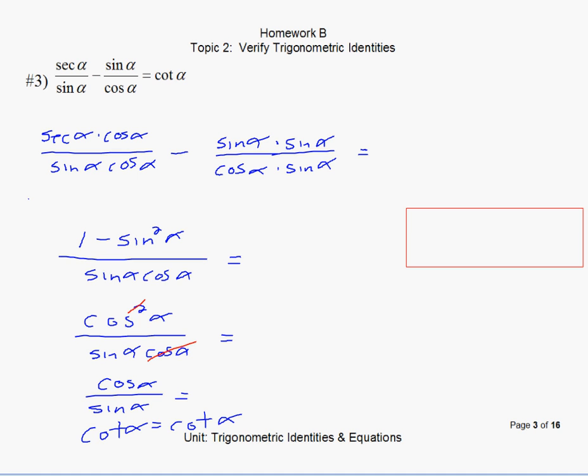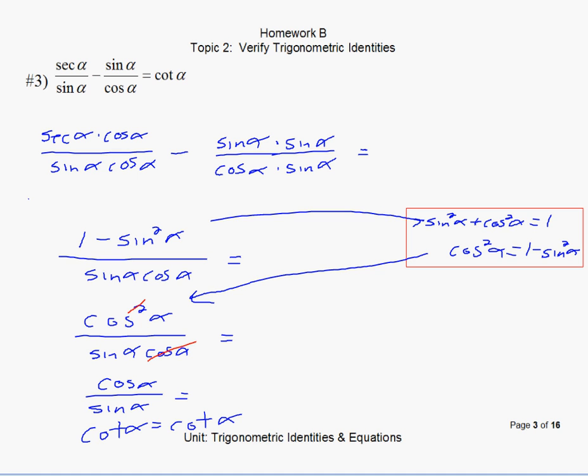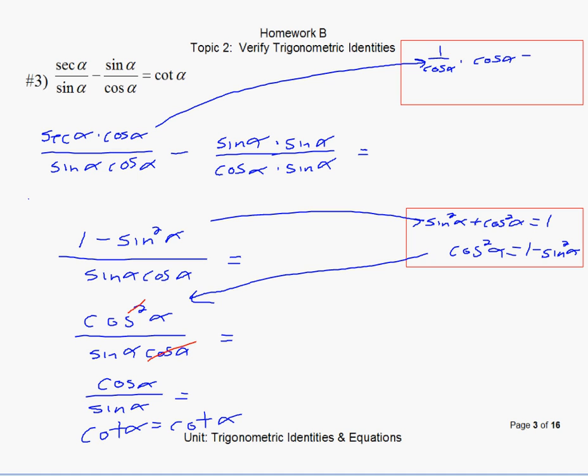There's a little explanation for some of the more difficult parts here. 1 minus sine squared of theta, or alpha. Why is that cosine squared? Well, if you go to the first Pythagorean identity, sine squared plus cosine squared is 1. If you get cosine squared of alpha by itself, you get it equals 1 minus sine squared of alpha. That's how that becomes that. Another part here that you might not have followed, secant of alpha times cosine of alpha is 1. That's because secant is the same thing as 1 over cosine. When you multiply two reciprocals, you get 1.